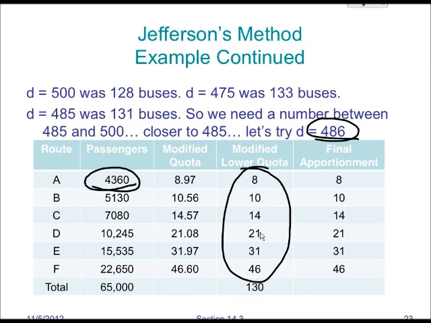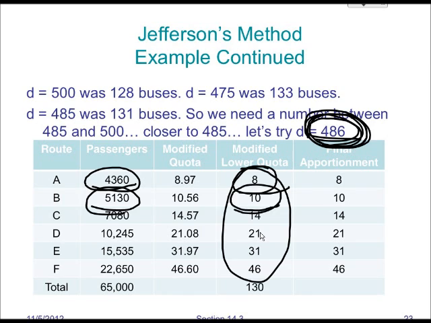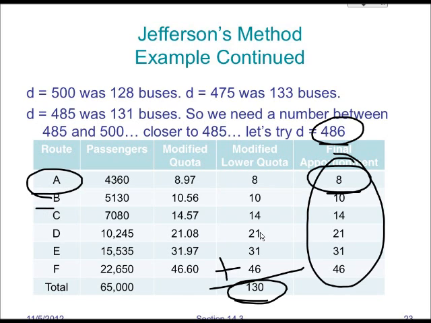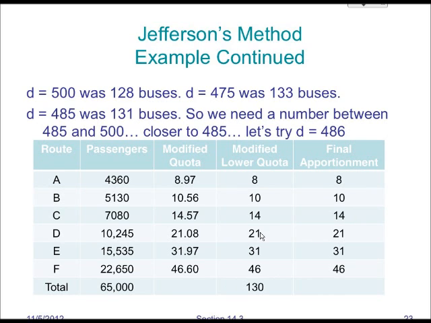We take 4360 and divide it by 486, and we get 8. 5130 divided by 486, we get 10. We add these up, and we get 130. So it looks like 486 was a good choice. The final apportionment: Route A gets 8 buses, Route B gets 10 buses, etc. These do take a lot of work. Depends on how good a guesser you are.